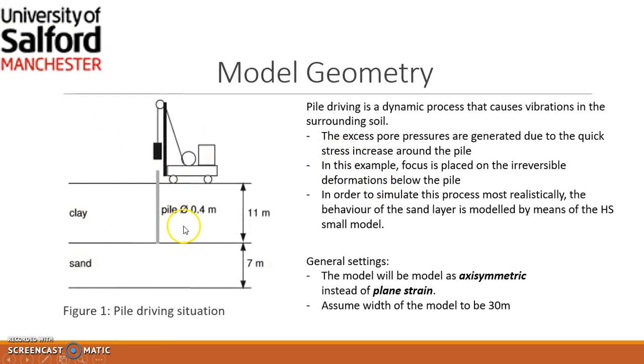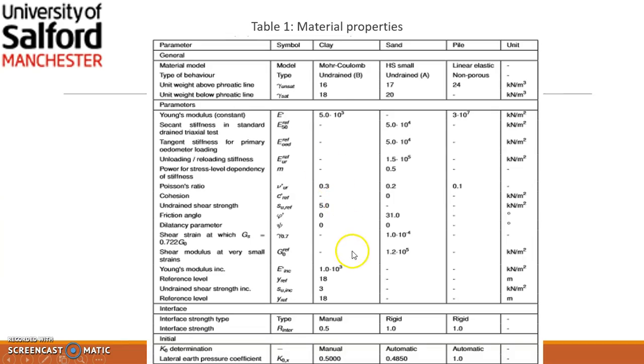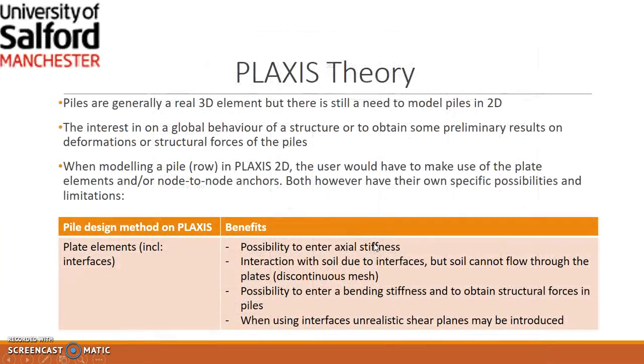This is the model that we are going to model in Plaxis. We are going to do a full model, but you can model a symmetry of this model. So we are going to go to Plaxis and model the full model, assuming a 30 m width. We are going to drive this concrete pile halfway into the model. And these are the material properties which we are going to use for the soil material.